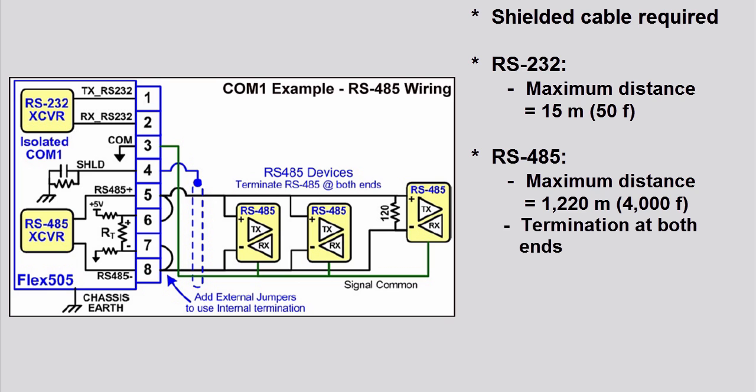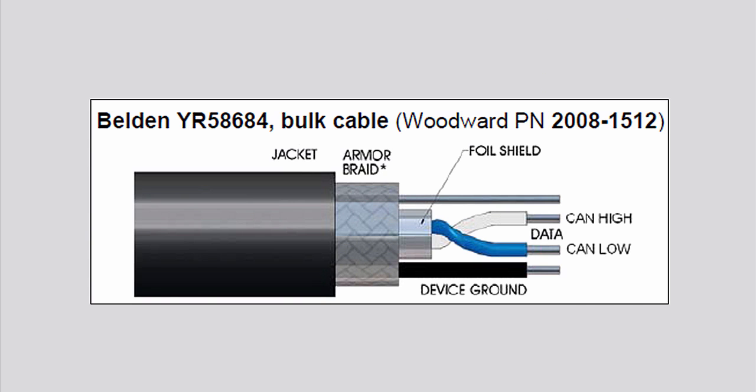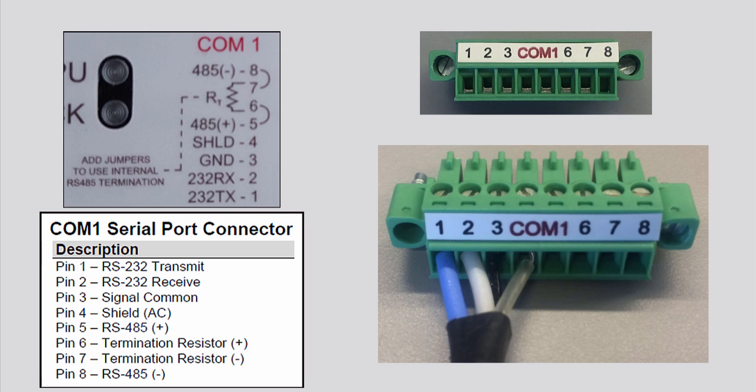RS-485 networks require termination at both ends with approximately 90 ohm to 120 ohm impedance that matches the characteristic impedance of the cable used. The same cable used for CAN connections is recommended for serial connections. Serial connections should be wired according to the chart on the back of the controller. For RS-232, transmit and receive signals are wired to pins 1 and 2 of the connector, respectively. Signal common or ground is wired to pin 3. Shield wire is wired to pin 4.